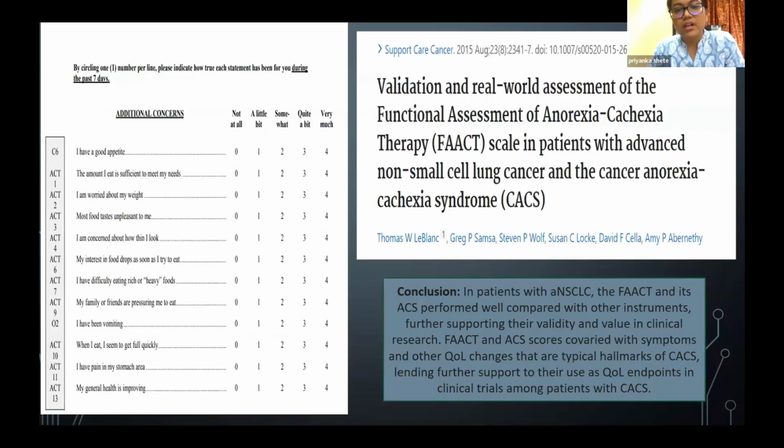Then there is a paper on the validation and real-world assessment of the functional assessment of anorexia cachexia therapy scale in patients with advanced non-small cell lung cancer and the cancer anorexia cachexia syndrome, which concludes that in patients with non-small cell lung cancer, the FAACT and its subscales perform well compared with other instruments, further supporting their validity and value in clinical research. FAACT and subscale scores correlated with the symptoms and other quality of life changes that are typically hallmarks of CACS, lending further support to their use as quality of life endpoints in clinical trials among patients with CACS.